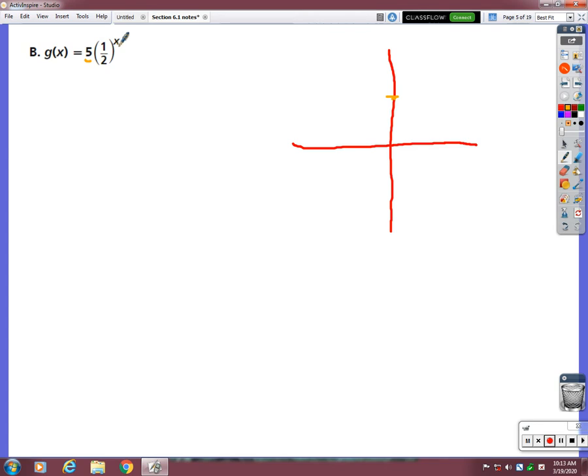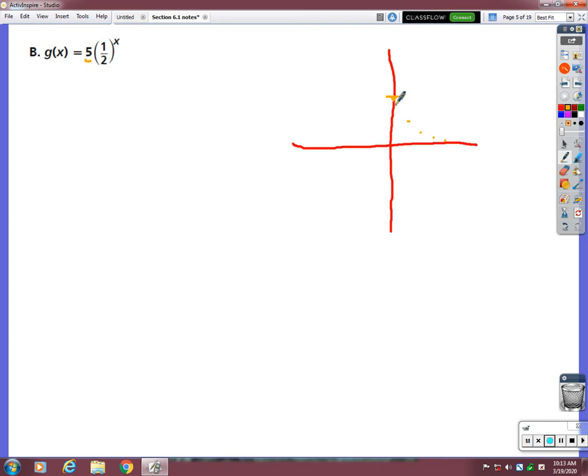Then if I plug in 1, 1/2 to the 1 is still 1/2, and 5 times 1/2 is 2.5. So now you can see as we're moving to the right, instead of the values increasing like it did in our previous graph, now the values are decreasing as we go to the right. So this one gets cut in half, the next one is going to be half of that, and half of that, and so forth.